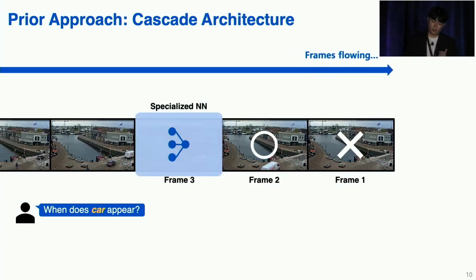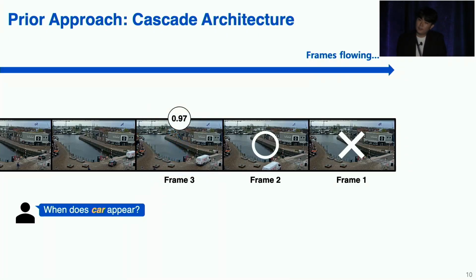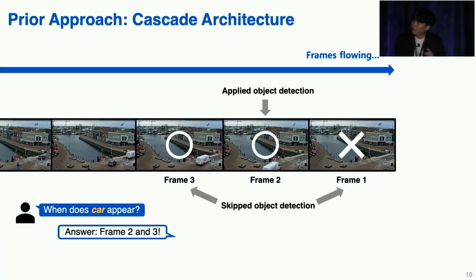And say for the third frame, the return value was 0.97, which means that the specialized neural network is confident that there is a car in the frame. So in this case, they don't have to run the object detector on that frame, and we can still label it as a frame that the user is looking for. So one thing to note here is that the only frame that went through the object detection was frame 2, and for frames 1 and 3, it was able to skip the computation.